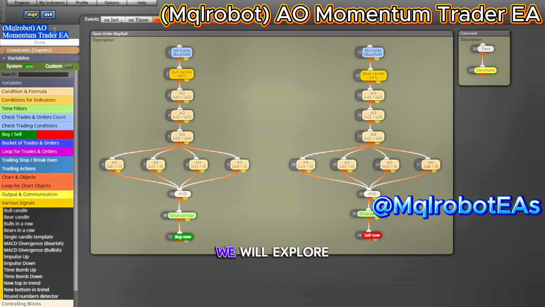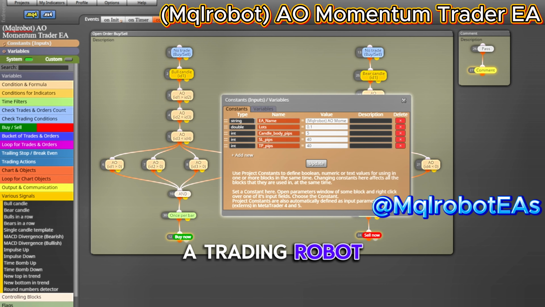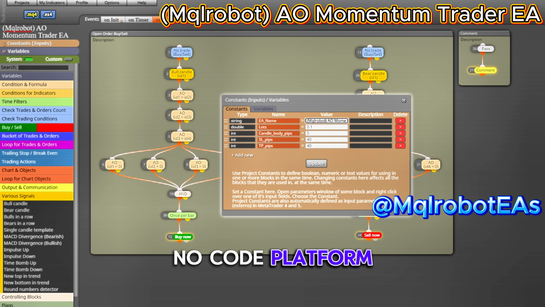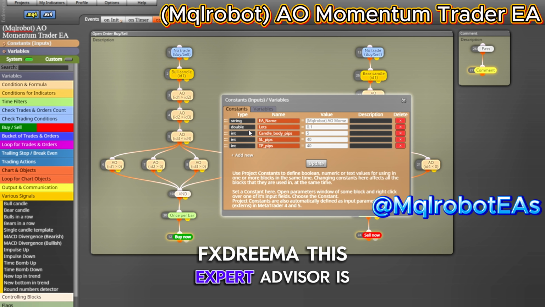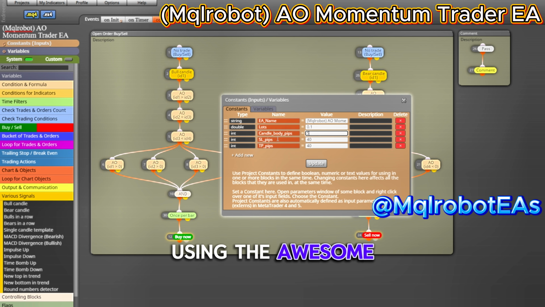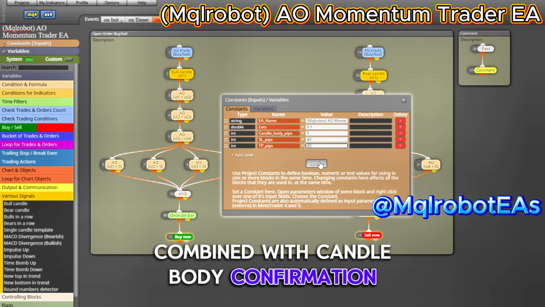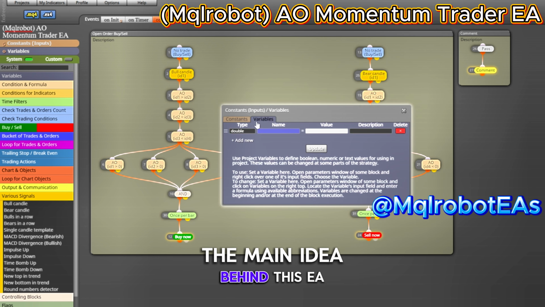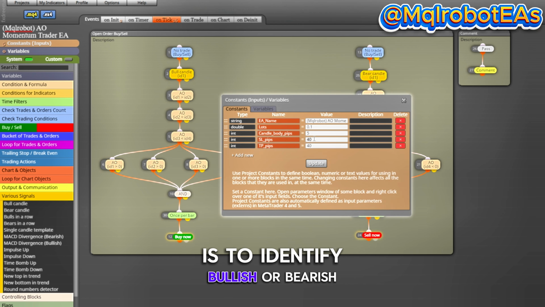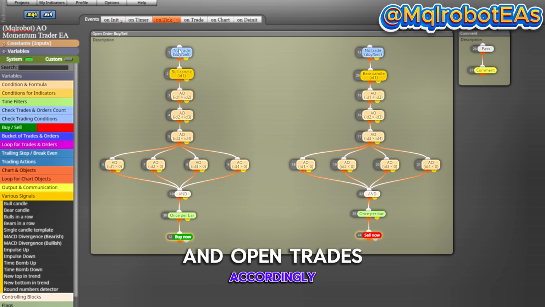In this video, we will explore the AO Momentum Trader EA, a trading robot built on the no-code platform FXdreema. This expert advisor is designed to capture strong price momentum using the Awesome Oscillator indicator combined with candle body confirmation. The main idea behind this EA is to identify bullish or bearish momentum shifts and open trades accordingly.